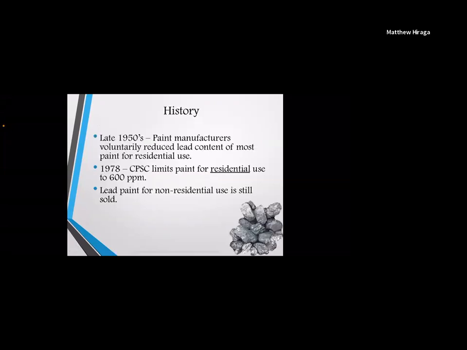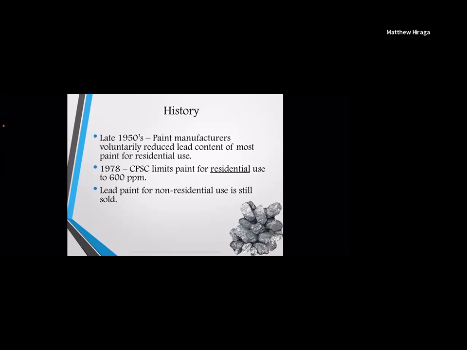Now, the history of lead. In the late 1950s, paint manufacturers voluntarily reduced lead content for most paint for residential use. Now, when the manufacturer of a product starts to voluntarily reduce something, that should give a pretty clear indication that they know something is wrong with it. It's doing something in a negative fashion, because you're not going to change a product that works if it doesn't pose a big hazard. They were starting to get people sick in the manufacturing plants. They were realizing that people were falling ill, people were dying because of the product that they produced being used, so they voluntarily reduced it.